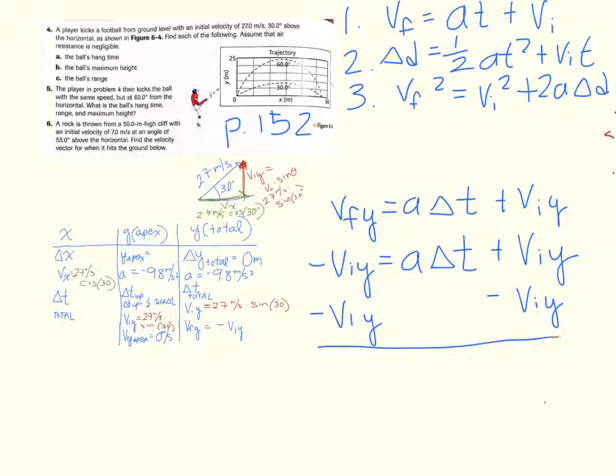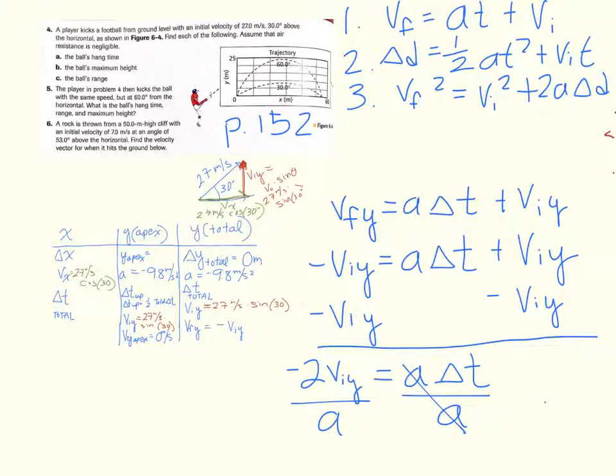What's that going to equal now? Well, I've got negative v_iy minus v_iy. So think if that was just negative x minus x. Well, that'd be negative 2x, right? So this is going to be negative 2 v_iy. And that's equal to acceleration times change in time. And now all I need to do is divide by acceleration on both sides.